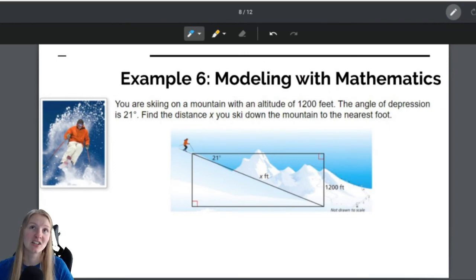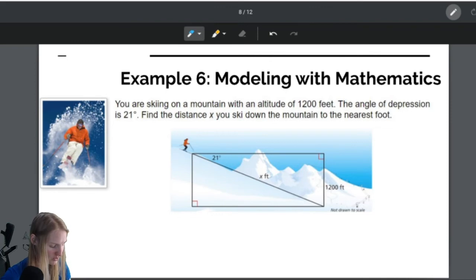We want to find the distance that we are skiing down the mountain to the nearest foot, because putting tape measures on ski slopes is not safe. And this was the only way we could come up to solve this problem. Okay. All right.